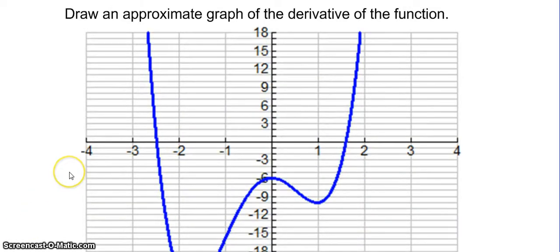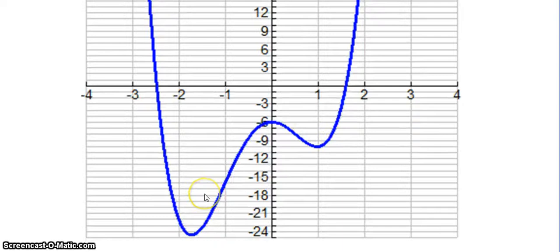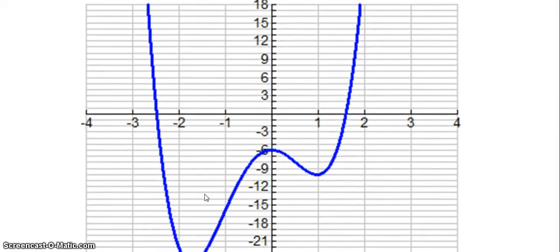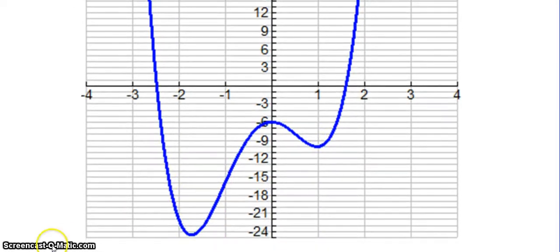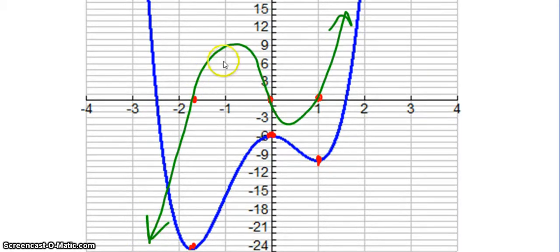Next, draw an approximate graph of the derivative of this function. Pause the video, unpause when you're ready to look. All right, so here we should end up with something like this.